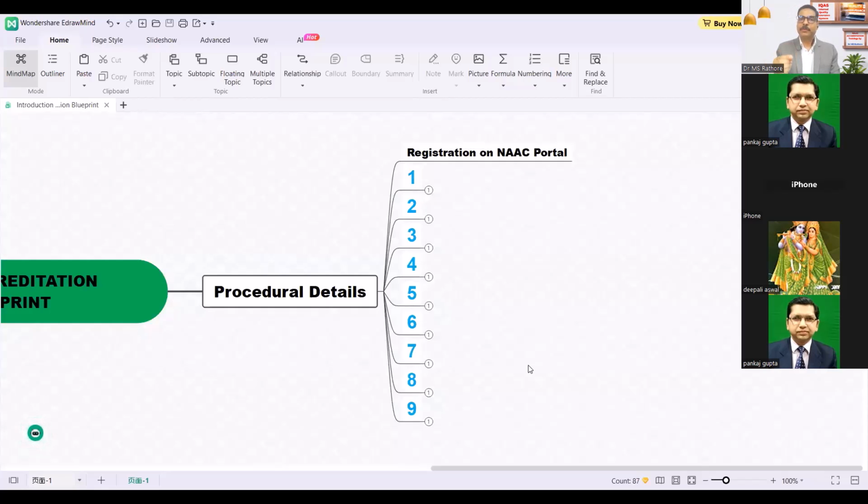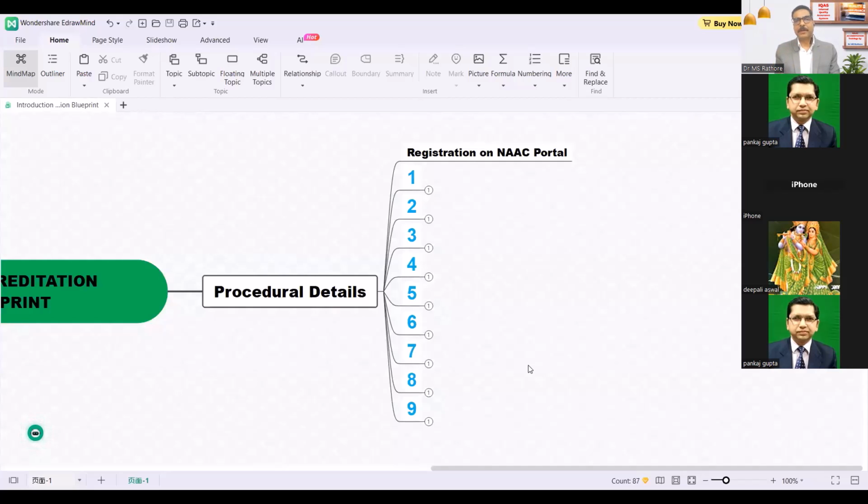Then NAAC has introduced a concept known as the student satisfaction survey, and I will be discussing that process with you. NAAC introduced the pre-qualifier step. This pre-qualifier step was added as a checkpoint, so that if the institution does not qualify the pre-qualifier, it would not be able to move ahead in the chronology of the NAAC accreditation process. All these things I am going to share with you.